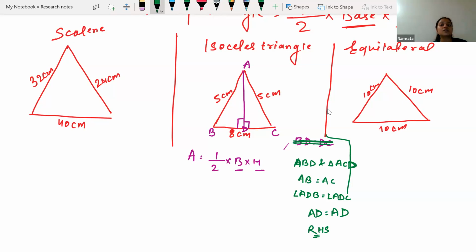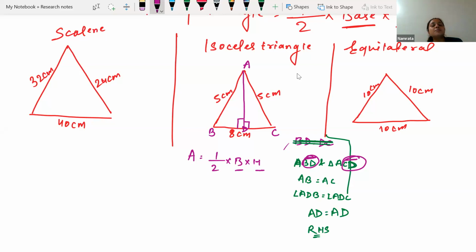And since both the triangles are congruent with each other, we can conclude that this BD side and CD side are the same. Since both the triangles are congruent, that means the side BC is getting cut into two equal parts. Why are BD and CD the same? According to the congruency, it's the same by CPCT.